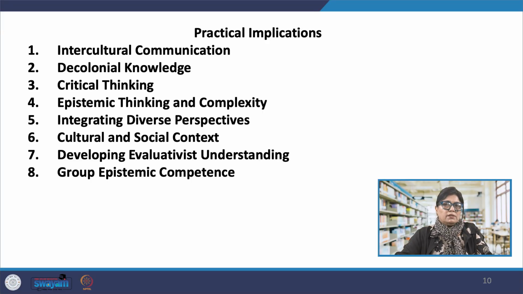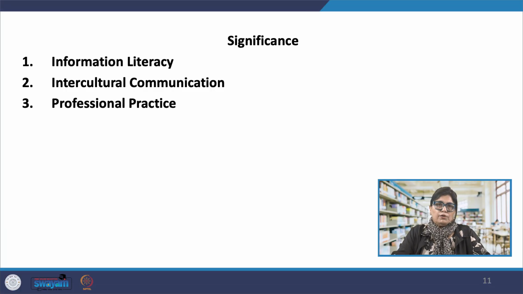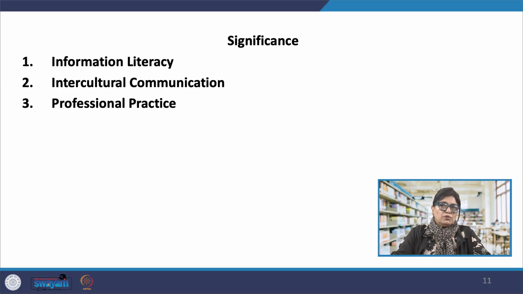Group epistemic competence extends beyond individuals to teams or organizations, emphasizing the capacity to collect, process, and apply knowledge effectively across different disciplines, such as in scientific, social, or environmental decision making. So, what is the significance? It is part of information literacy. It is a core skill in the information age, allowing people to assess information from diverse sources critically. Then, intercultural communication promotes epistemic justice, acknowledging and valuing diverse ways of knowing, reducing the dominance of a single, often Western paradigm.